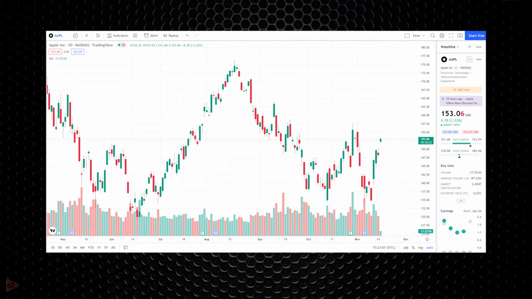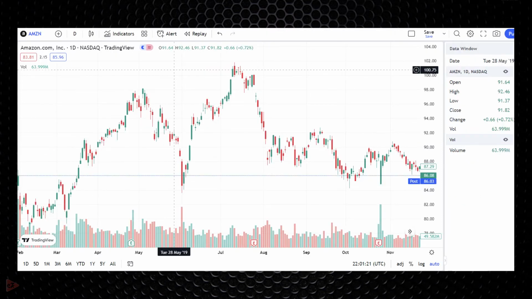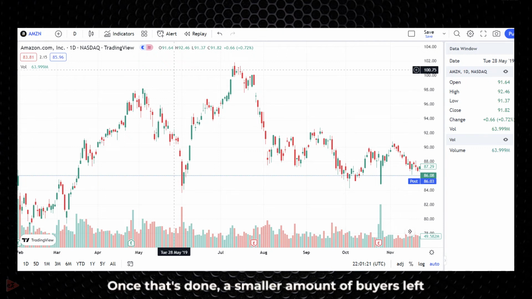So, contrary to runaway gaps, exhaustion gaps actually occur at the end of a move. This gap is caused by the final group of buyers who surge in all at the same time, leaving, once that's done, a smaller amount of buyers left over in order to sustain a further uptrend. So unfortunately, exhaustion gaps get filled very quickly.